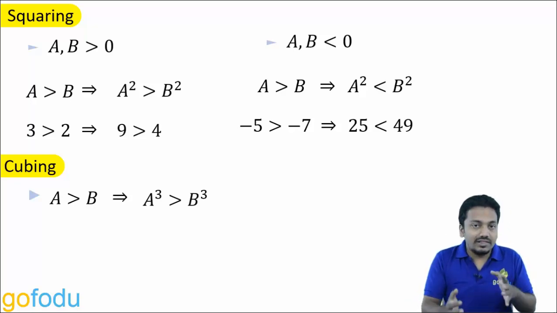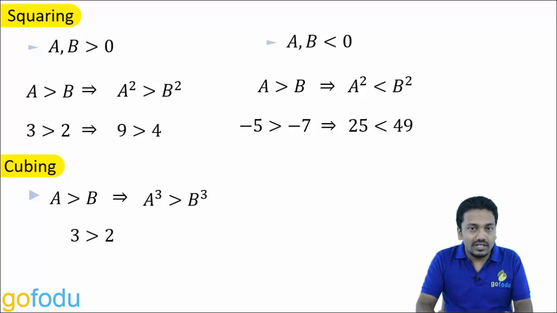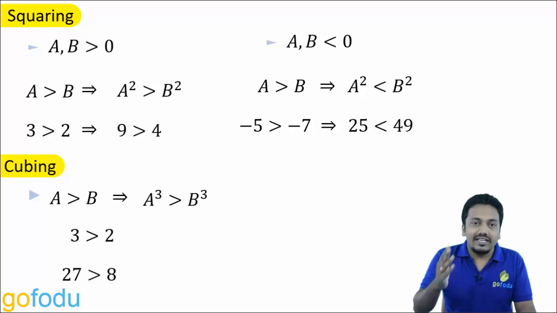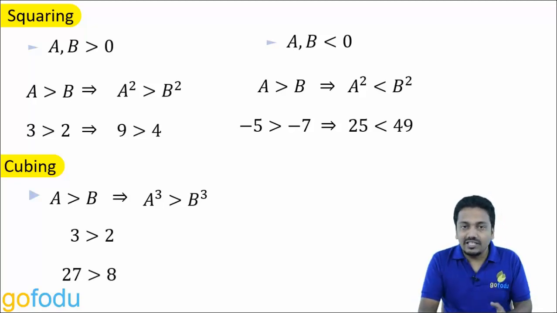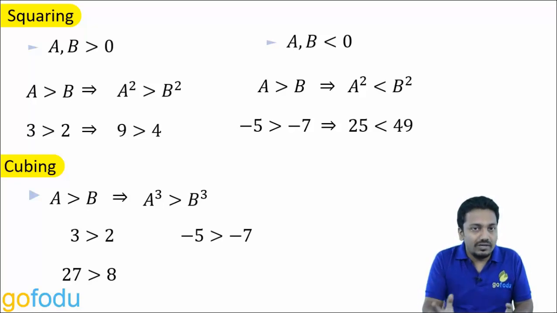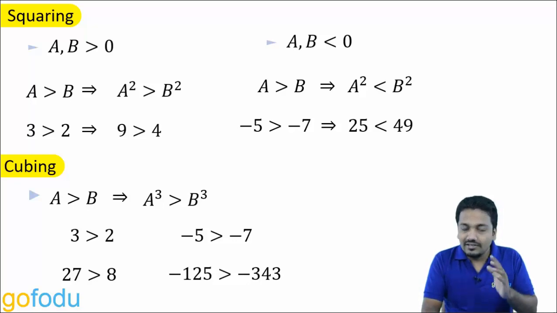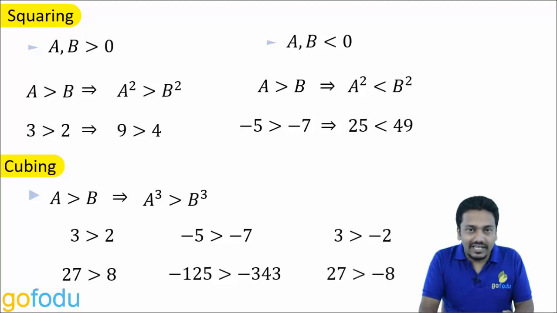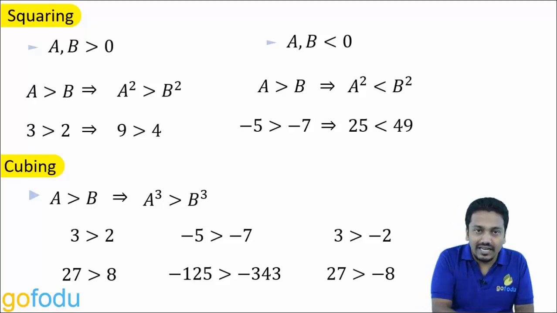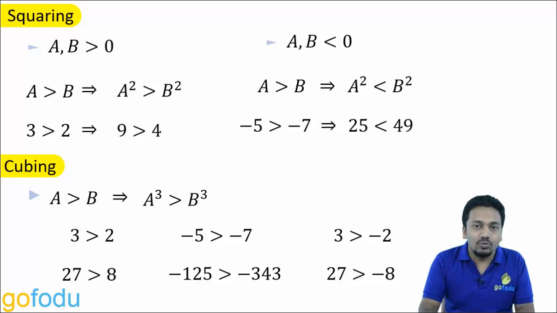For example, 3 is greater than 2. Cube both the sides. 27 is greater than 8. Minus 5 is greater than minus 7. Cube them. Minus 125 is greater than minus 343. 3 is greater than minus 2. 27 is greater than minus 8. So it doesn't matter whether A and B are of same sign or not, we can directly cube them.